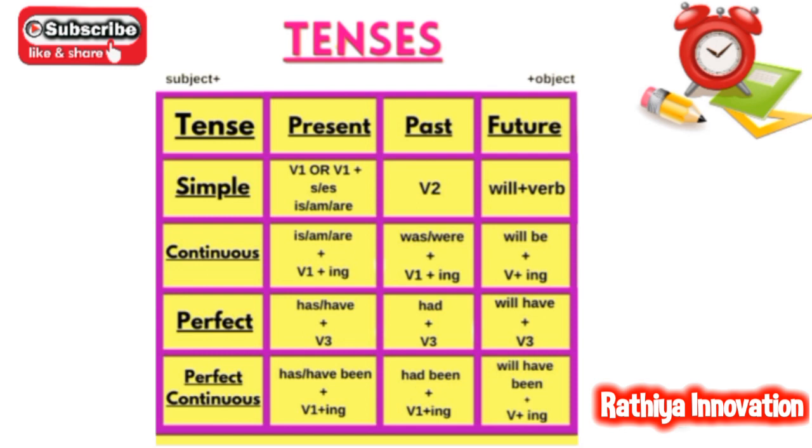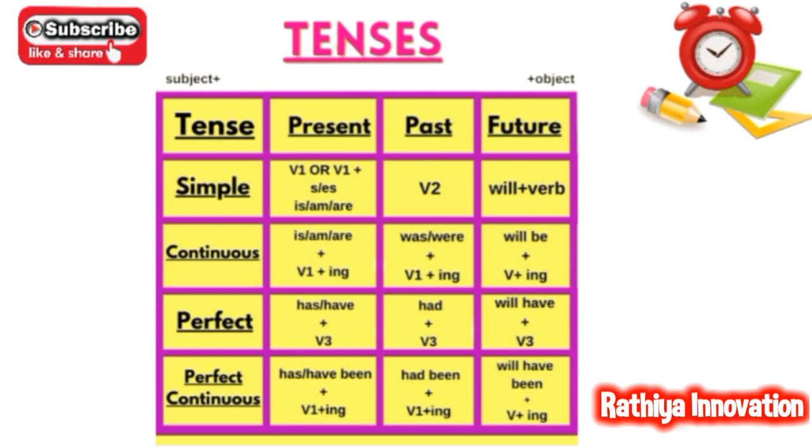Then move on to past perfect tense. Here it is used to express an action completed before another past event. The construction of past perfect is subject plus had plus V3. And finally, move on to simple future. It is used to discuss future actions or make predictions. The construction of simple future is subject plus will plus verb plus object.